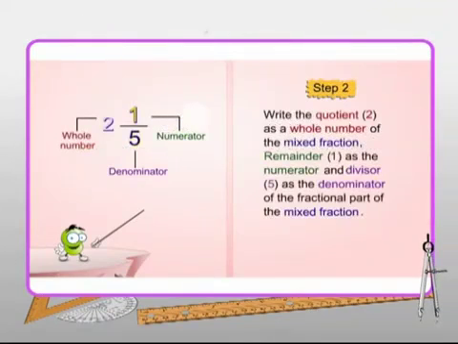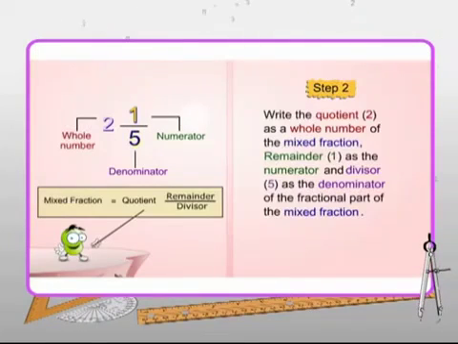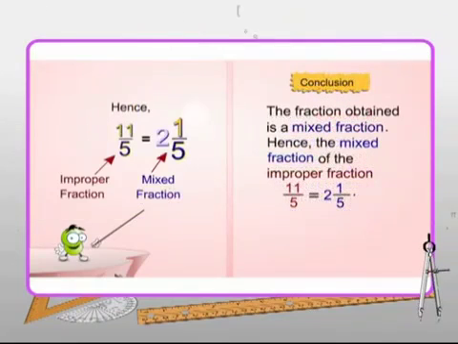In the next step, write the quotient, that is 2, as a whole number of the mixed fraction. Remainder, that is 1, as the numerator and 5, which is the divisor, as the denominator of the fractional part of the mixed fraction. So, the fraction obtained is a mixed fraction. Hence, the mixed fraction of the improper fraction 11 by 5 is 2 and 1 by 5.